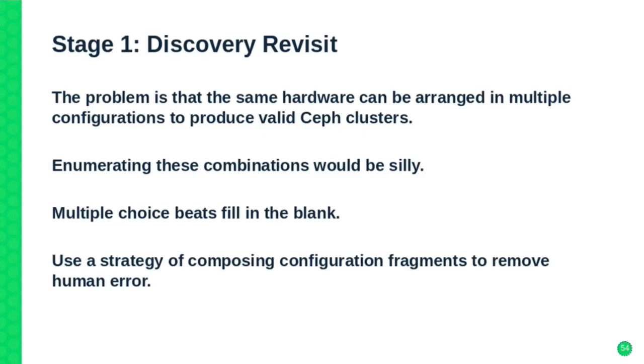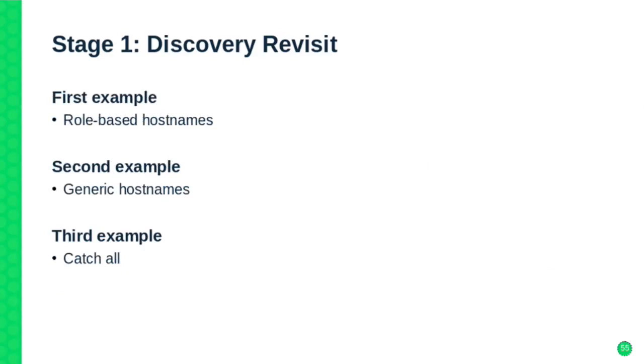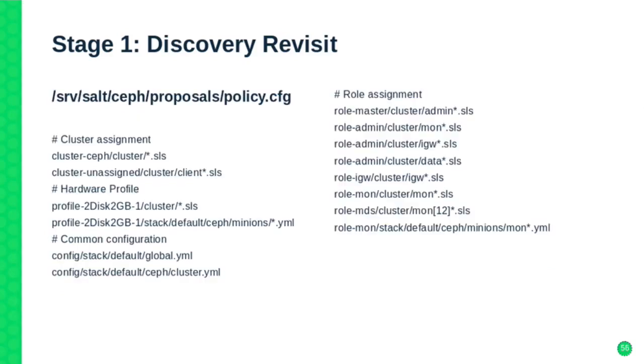But then the other idea was, rather than you having to edit and sit here and specify everything that you wanted one at a time, that multiple choice showing you the different pieces would be easier than having to fill in the blank. So the first example, and probably the easiest one to understand, is role-based host names.